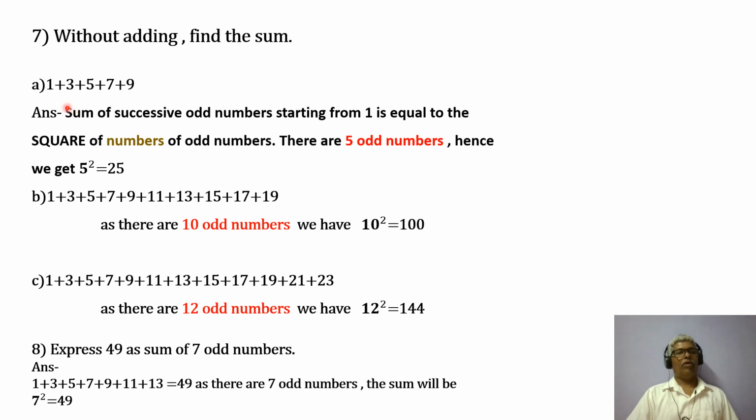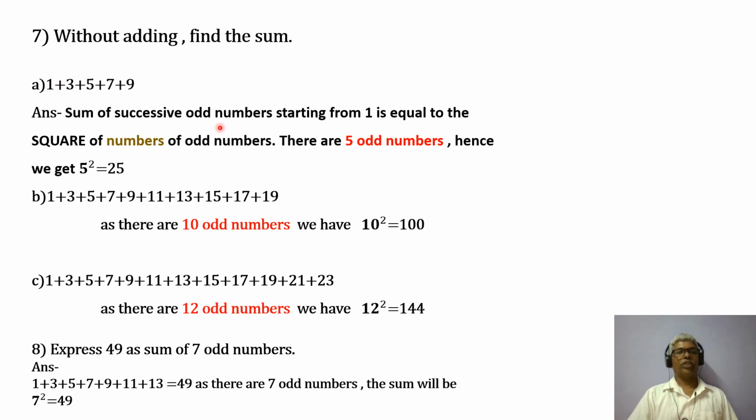Okay. Now you recall one of the properties of square numbers. Okay. It is given here. Sum of successive odd numbers starting from 1. Got it? Successive odd numbers. You cannot leave any number in between. Take successive, only odd numbers. Just start from 1. Okay.